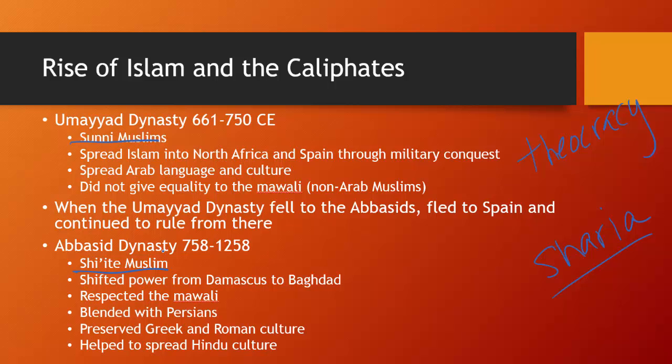Power is going to shift from Damascus, which is in Syria today, to Baghdad. That means there's going to be more influence with Persian culture and language. So instead of an emphasis on Arabic language and culture, there's going to be more of an emphasis on Persian culture. Another change: they respected the Mawali, which are the non-Arab Muslims. They preserved Greek and Roman culture. So think about the library at Baghdad with all of these Greek and Roman ideas that were being translated. They also helped to spread Hindu culture. Think about things like the Indian number system.